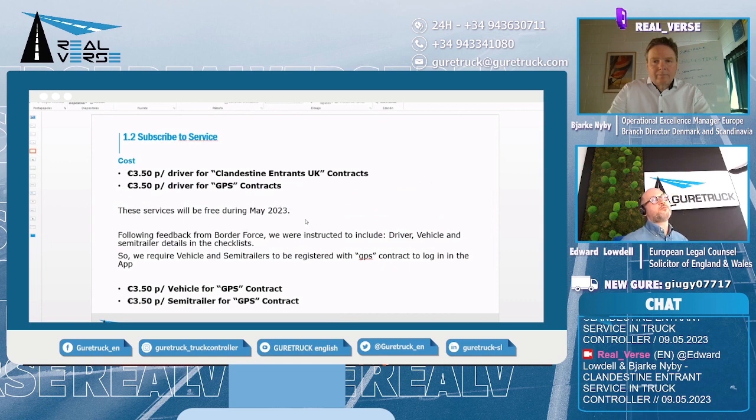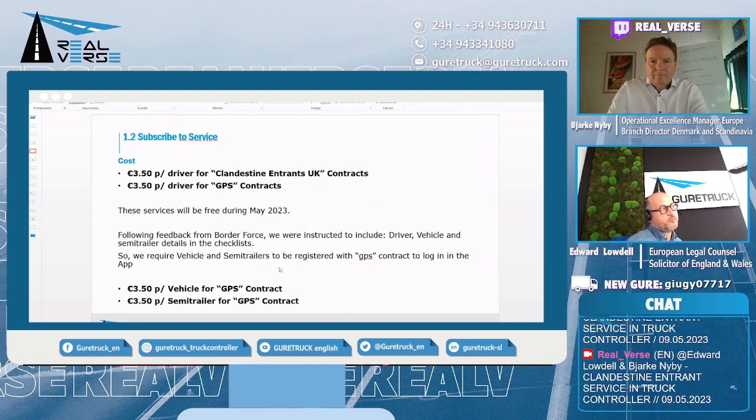Some of our clients will remember that we actually almost launched this service a month ago. What happened in the meantime was that we had shown Border Force our solution, and we got some feedback from Border Force that they wanted us to add some additional fields in the checklist, and in particular some fields about the vehicle. So they wanted us to add the details of the vehicle and the semi-trailer. In the meantime, we've been updating our checklist to make sure it's compliant and to include these new details.